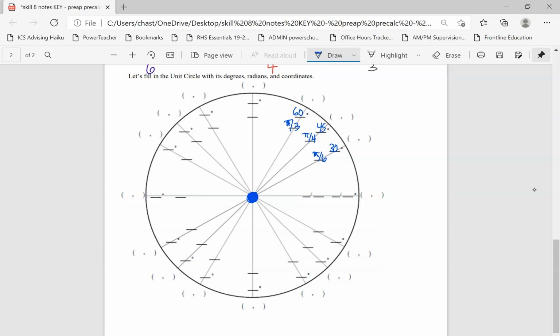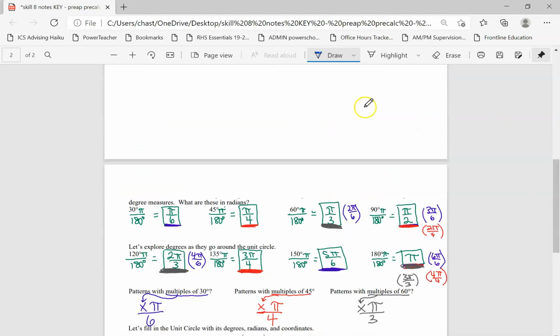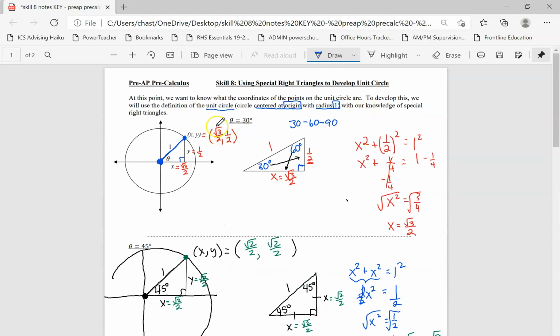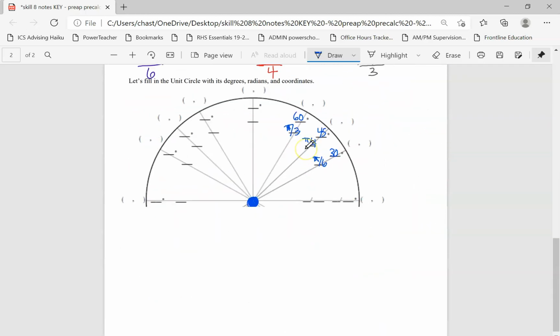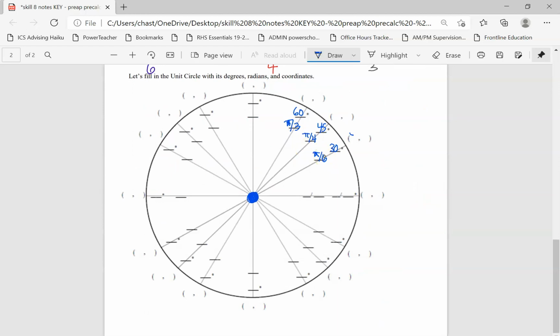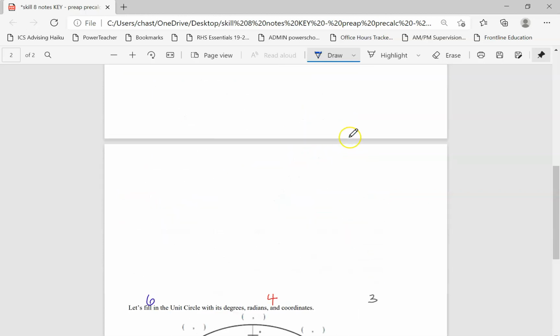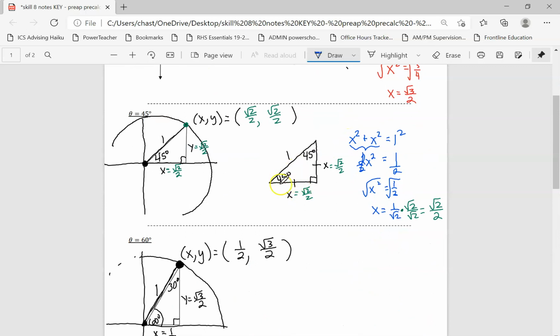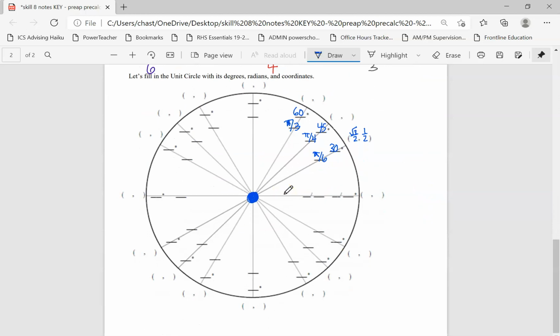Now the coordinates for the 30 degree, if we go back to what we did in the last video, were radical 3 over 2, 1/2. For 45 degrees, if we go to our triangle for the 45 degrees, that's the one where the x and y were the same value, so radical 2 over 2. And for 60 degrees, it was like the 30 degrees, but just switched around. So 1/2, radical 3 over 2.